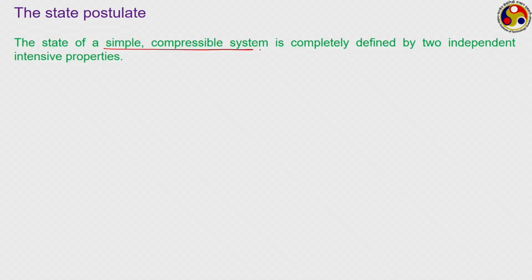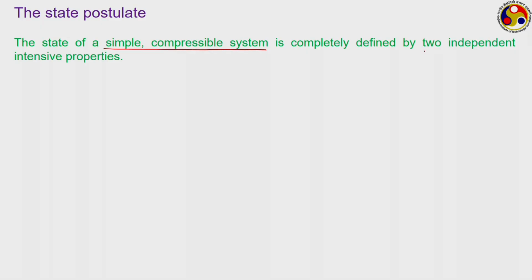Here we have 2 phrases to be careful of. One is simple compressible system. A simple compressible system means a system which is not being influenced by any kind of external effect, like gravitational acceleration, electricity, magnetism, velocity, or any such body force field. When it is independent of any such body force field, then we call it a simple compressible system. The second important clause is 2 independent intensive properties. The properties have to be independent of each other. For example, if we define specific volume and density for a system, are they independent of each other?